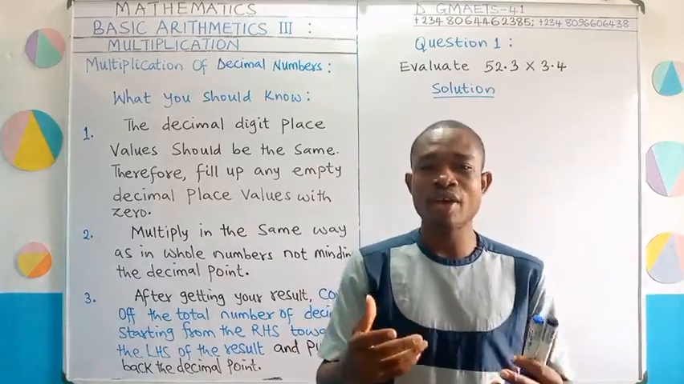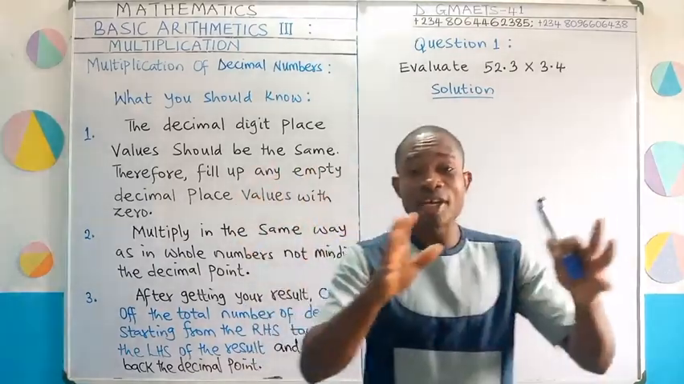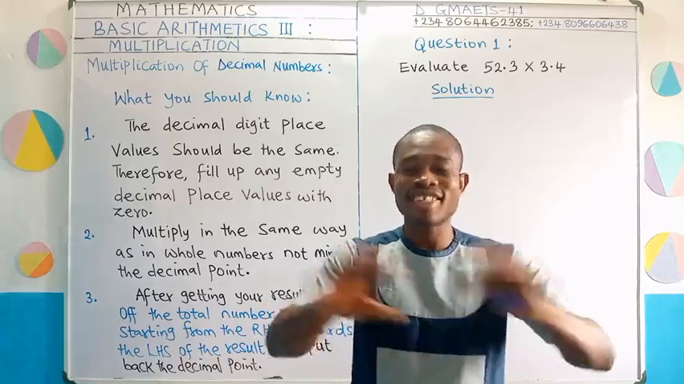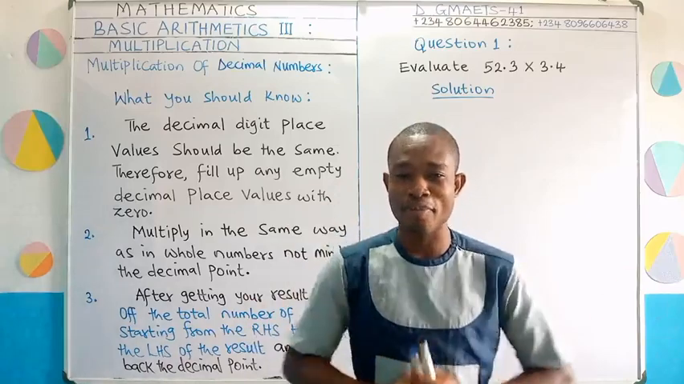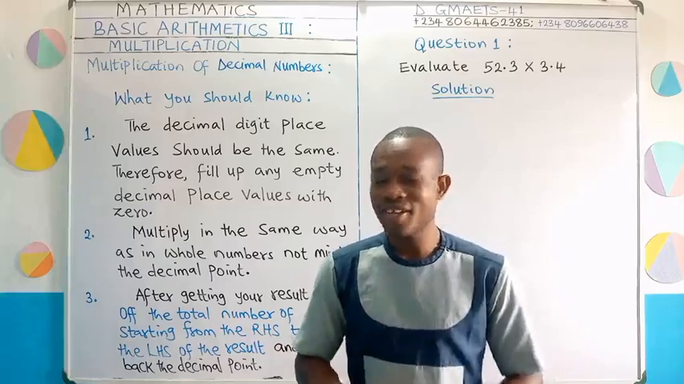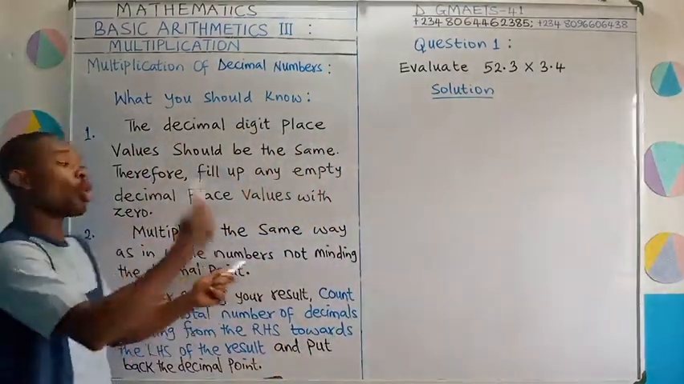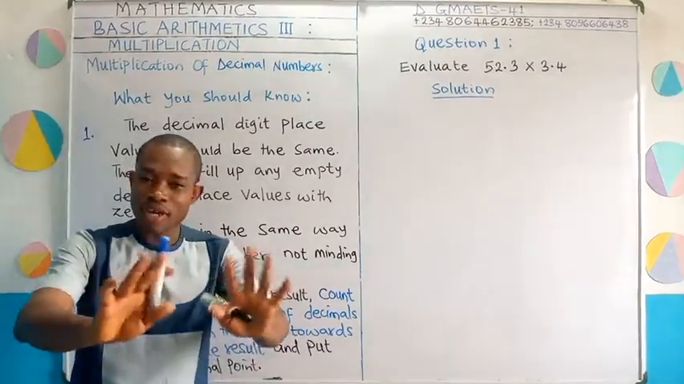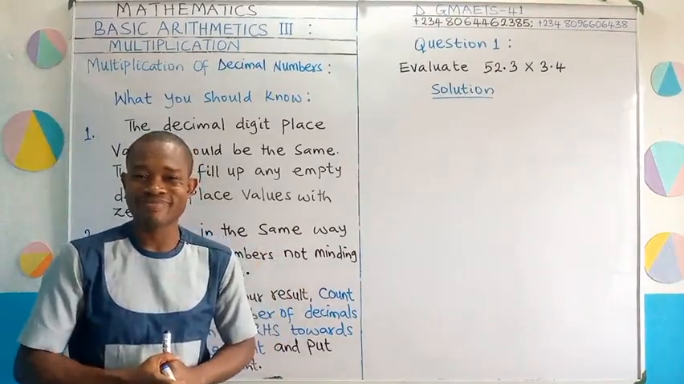Now point 2. What you should know when you're carrying out multiplication of decimal numbers. After arranging them according to their place values, you now want to do your multiplication. Forget about the decimal point. Don't even think about it. Assume that there is no decimal point in the numbers you're multiplying. That is why point number 2 said you should multiply in the same way as in whole numbers, not minding the decimal point. So don't bother yourself about the decimal point when you start doing multiplication of decimal numbers.